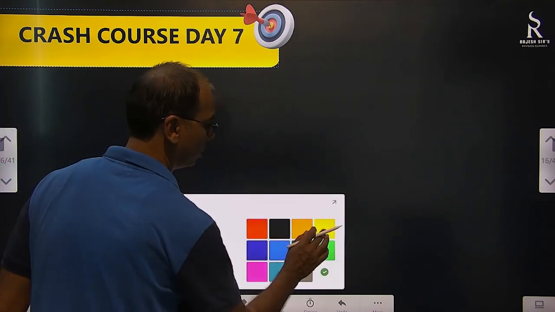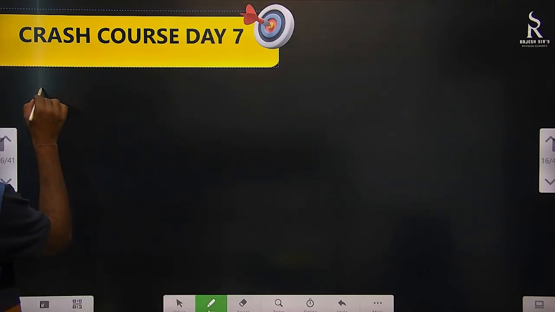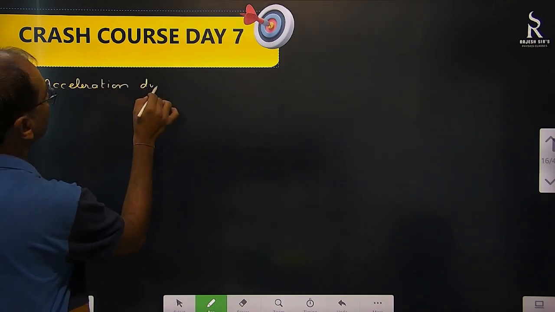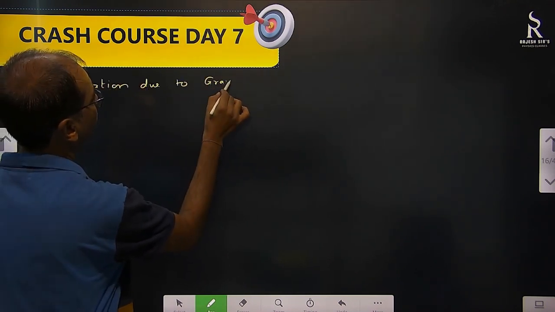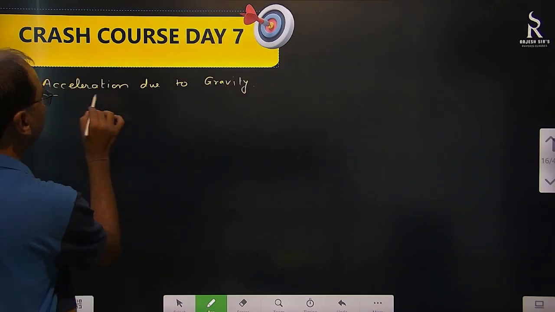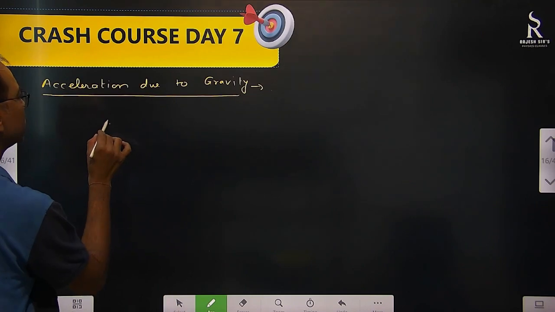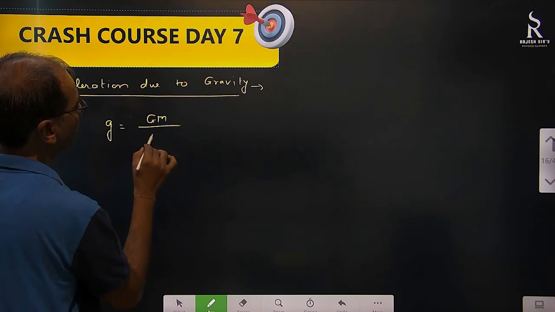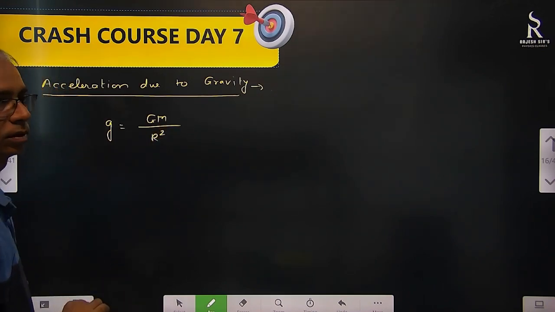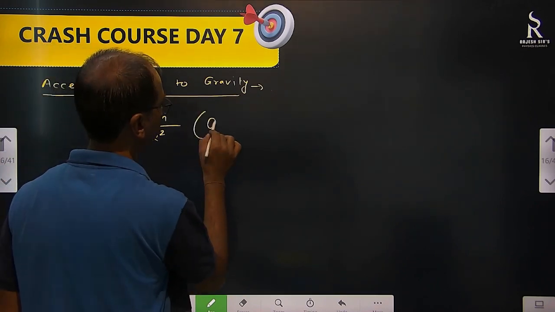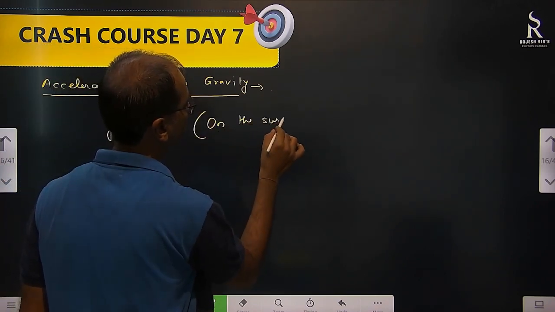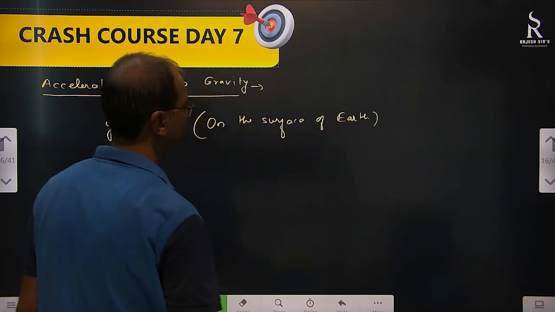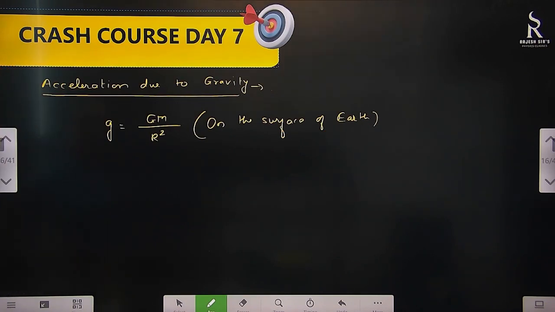Alright. Now let's talk about acceleration due to gravity. The acceleration formula is the same, but when you talk about acceleration due to gravity, we represent it with g, and its value is GM by r square. What is M? Mass of earth, and r, radius of earth. This is on the surface of earth. On the surface of earth, the value of acceleration due to gravity is GM by r square.